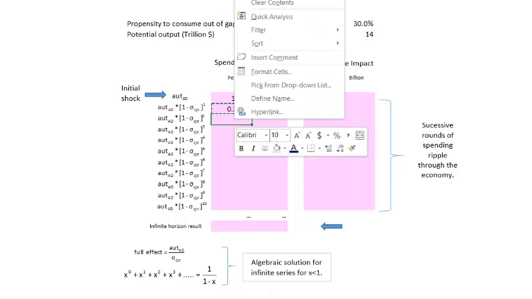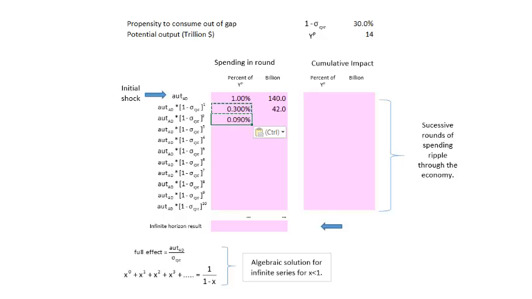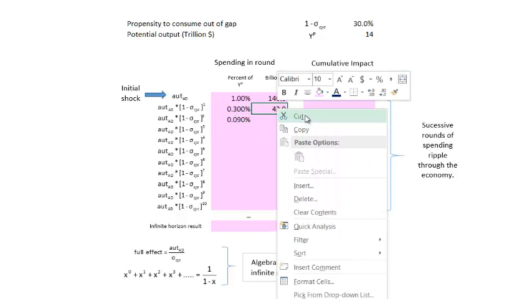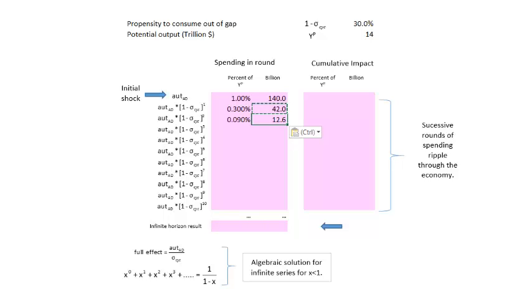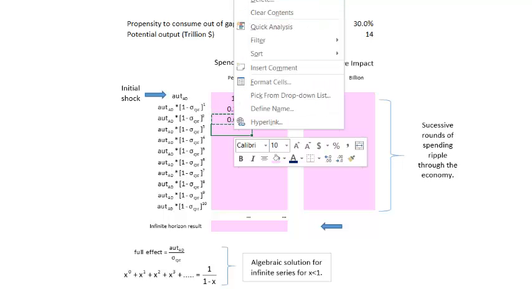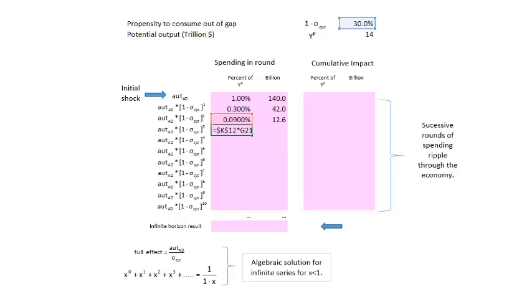Now all we need to do here is apply, again, the marginal propensity to consume out of the gap times our previous increment of spending, and you can see that we get 0.09%, and in terms of billions of dollars, we get $12.6 billion. Now in the next round of spending, again, we take the marginal propensity to consume and multiply it times what we had previously spent, and we get how much?